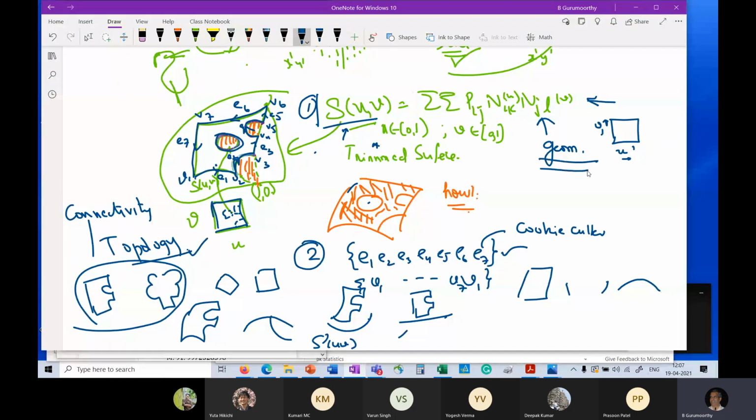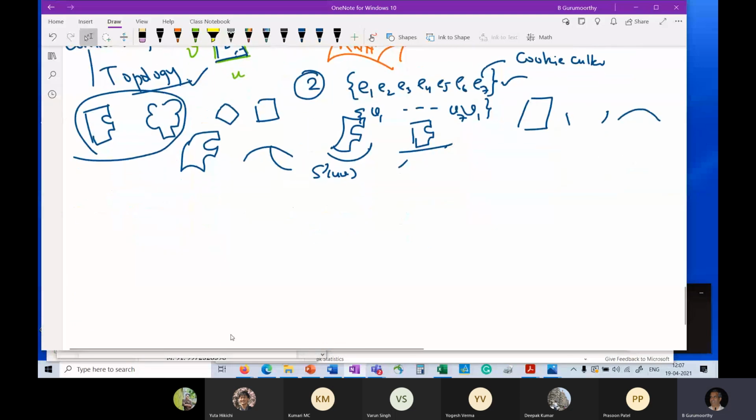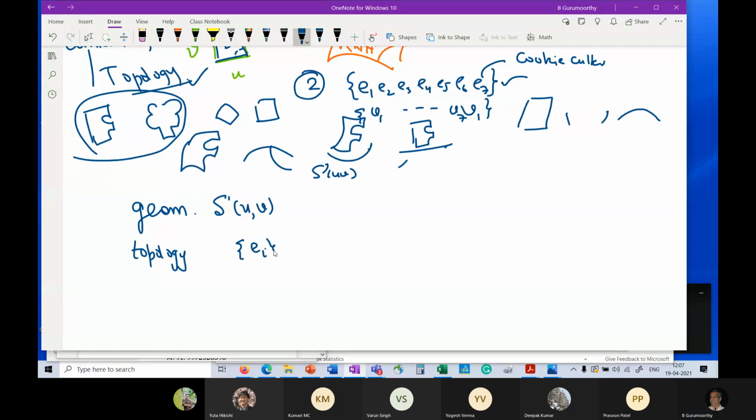So hitherto we were only focusing on geometry, but now we are looking at two parts in the information. One is geometry, which is your underlying surface equation, and the other is what books will call topology, but essentially it defines the boundary as a list of edges.